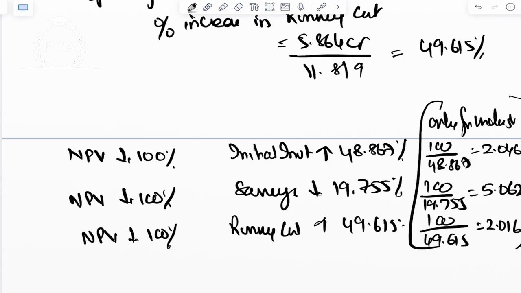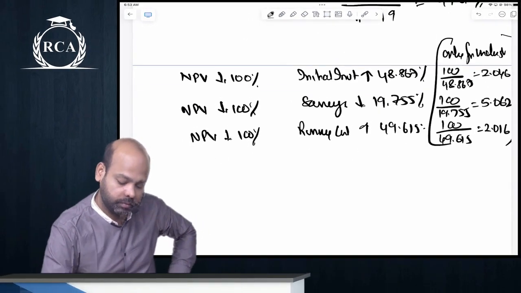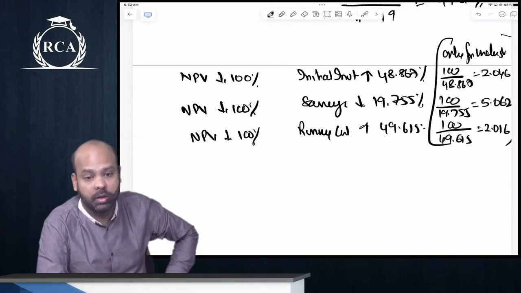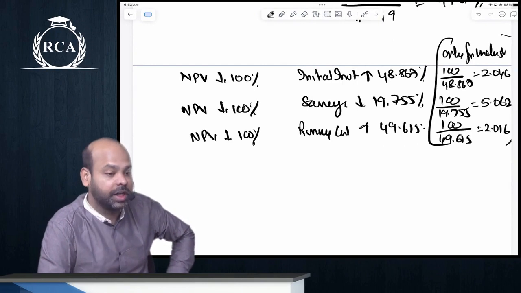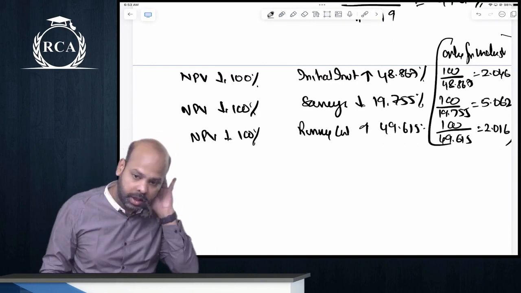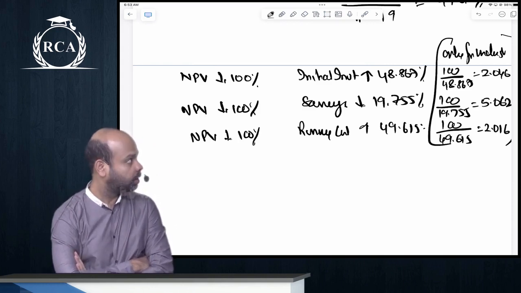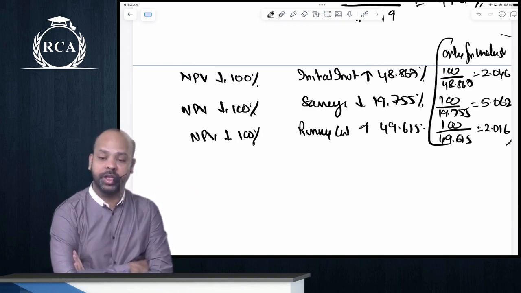Yes beta. What will you write, guys? Conclusion. Write down: for a very small change in savings, NPV is reducing by 100%.